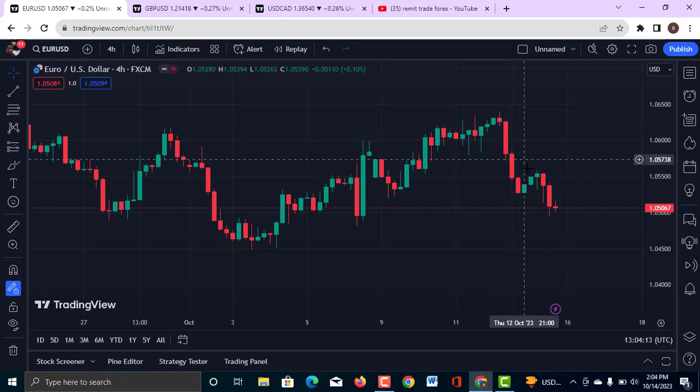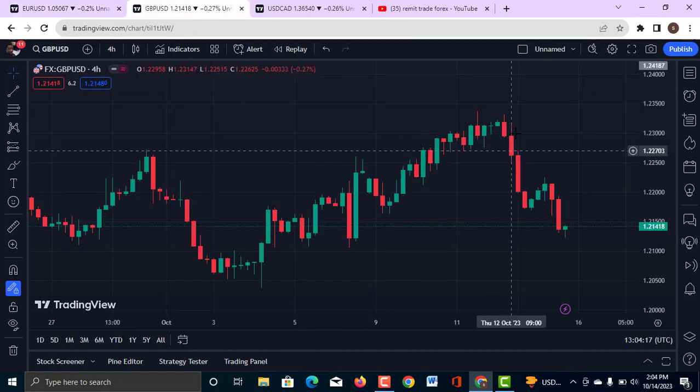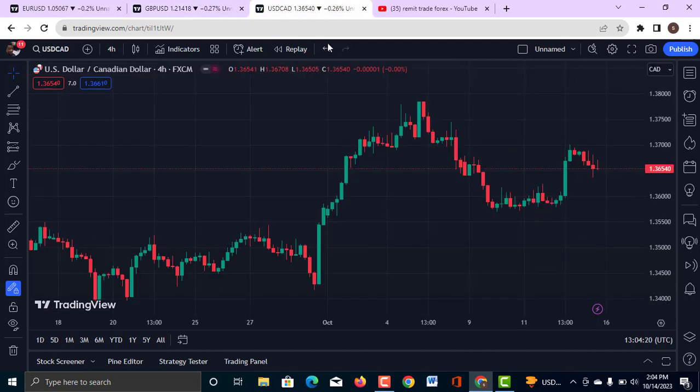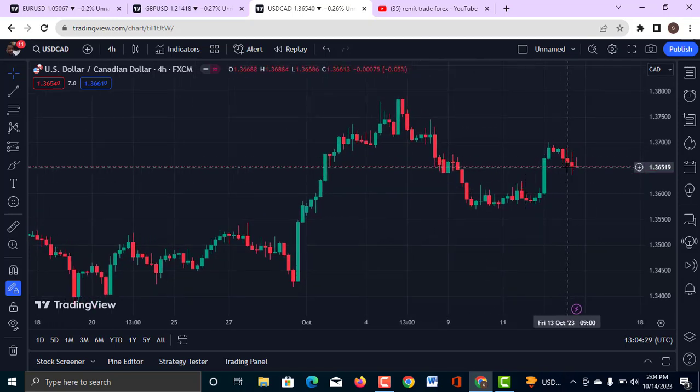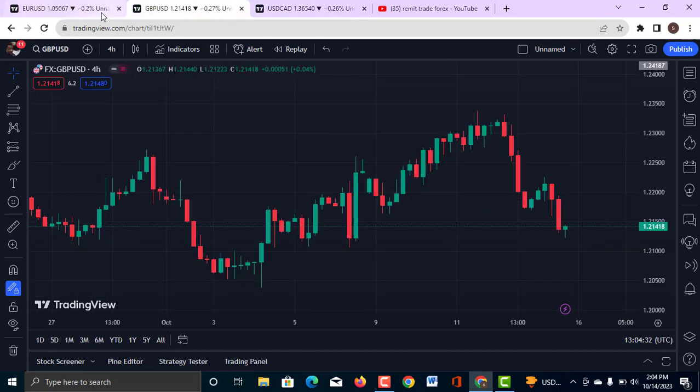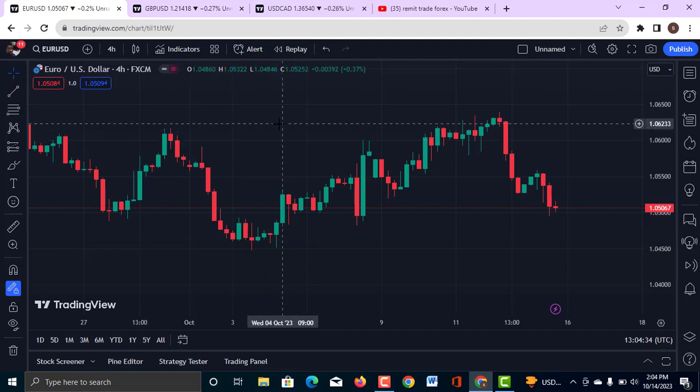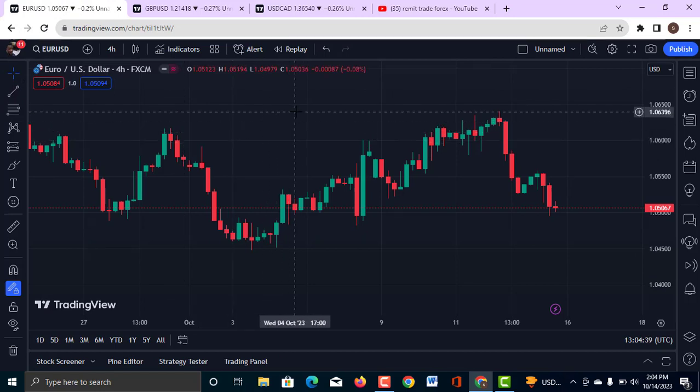EUR/USD has dropped right down after the CPI data release, and also GBP/USD. We'll see a little drop on CAD, but not significant. And right now, the market is about to move up right here on USD/CAD. What is going to happen on GBP/USD and EUR/USD? That is what I'll be talking about in today's video. So watch this video till the very end.